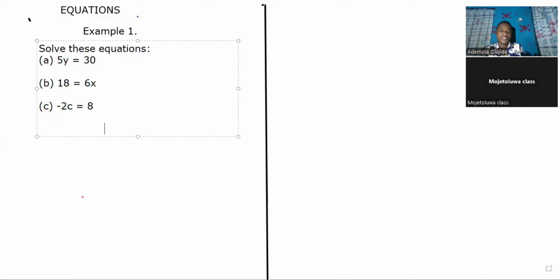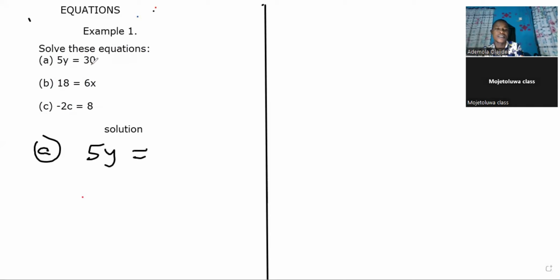How can we solve these equations? They are equations because these are expressions where you have an equal sign somewhere in between. So it has become an equation. The first one we want to solve, under A, we have 5y equals 30.